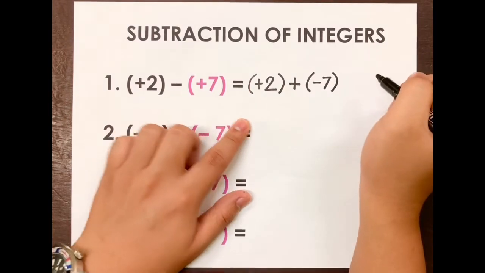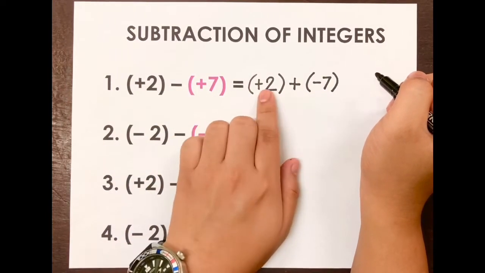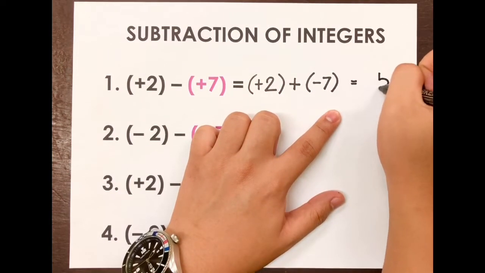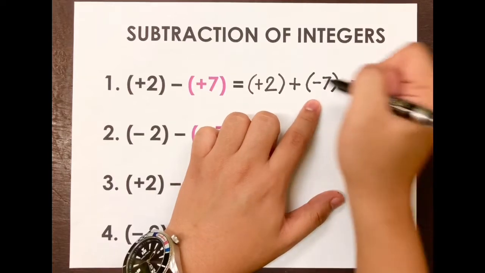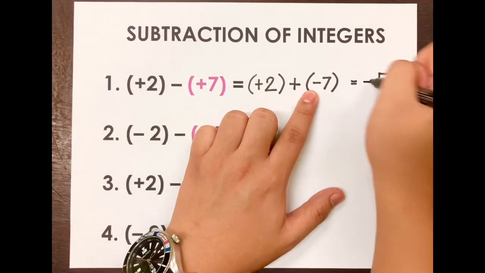We are now going to apply the rules in adding integers. They are of different signs, so we subtract their absolute values. 7 minus 2 will give us 5, and we will affix the sign of the integer with a greater absolute value, which is negative.